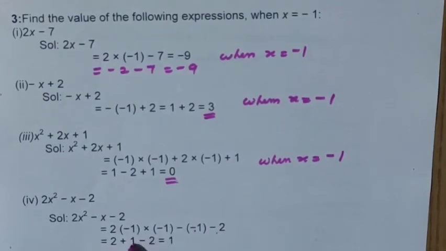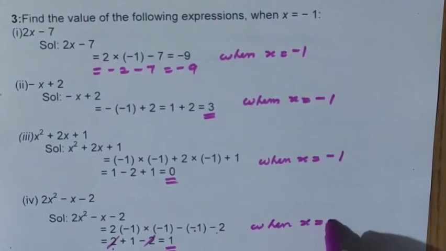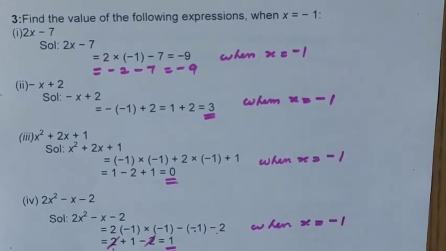Minus into minus 1, plus 1 only. So 2 into 1, 2. Minus into minus 1, the value is plus 1. Again minus 2. So 2 and 2 will get cancelled. What is the value? 1. So when x equal to minus 1, we got the answer 1.